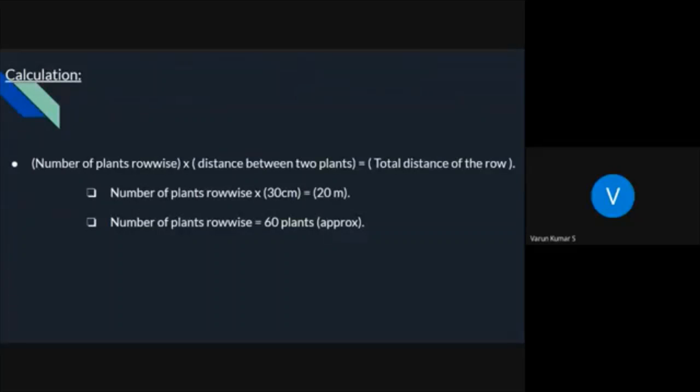Number of plants row-wise times distance between two plants equals total distance of the entire row. The distance between the two plants, as we have seen in the previous slide, is 30 centimeters. Is that equal to 12 inches? So plugging in the values, number of plants row-wise times 30 centimeters equals 20 meters, which gives approximately 60. So the number of plants row-wise is 60 plants.